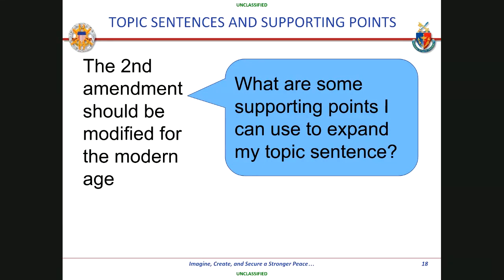So let's practice how to expand your topic sentence. If we take a topic sentence like the Second Amendment should be modified for the modern age, okay? That's my topic sentence. Then what are some supporting points that you can use? Maybe write in the chat. More specifically, what are the reasons? Like if it's your first sentence, then what would your second, third, or fourth sentence be?